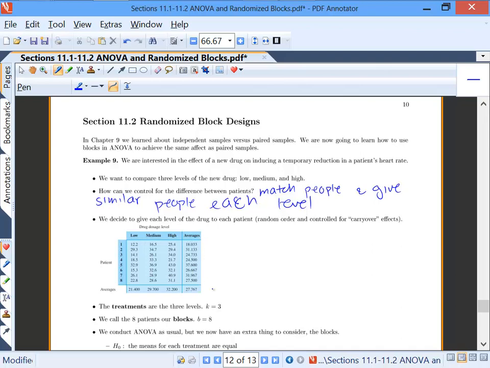Okay, so your treatments are again your groups, or the treatment they actually give them. That's why it's called treatments, because it usually comes up in something like a medical case where you're treating them. So we have our 3 levels, so K equals 3. And we call the 8 patients our blocks, so we have B equals 8 blocks.